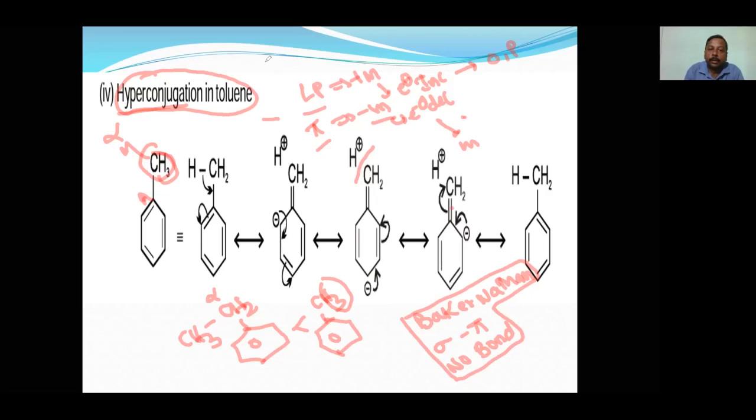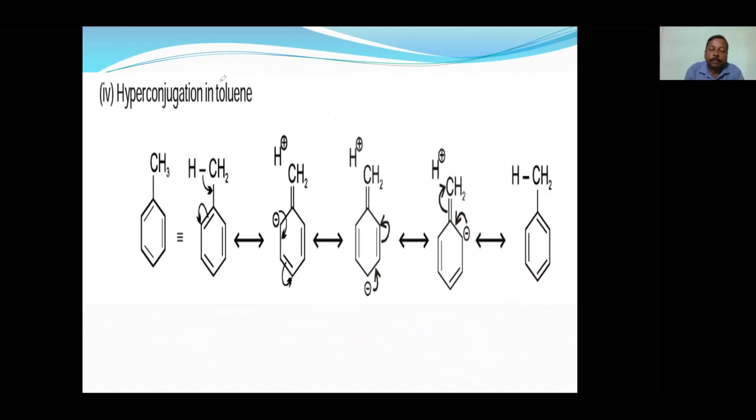Okay, now let's see the next one. We have seen hyperconjugation in alkenes, in carbocation, and in toluene. Now let's see further examples.